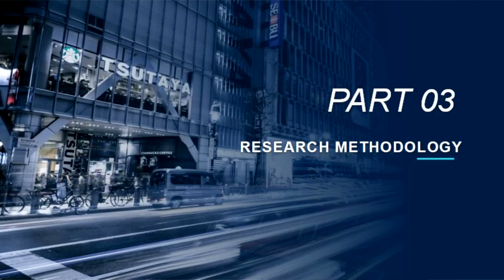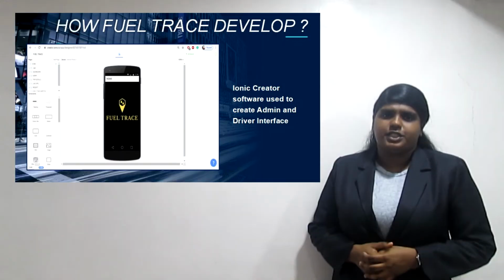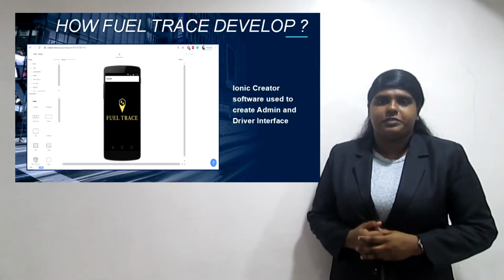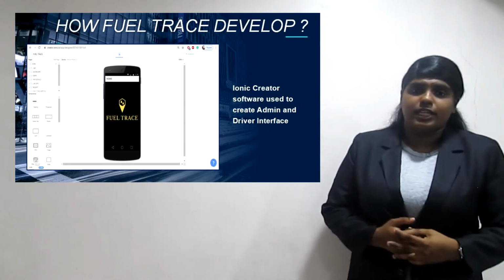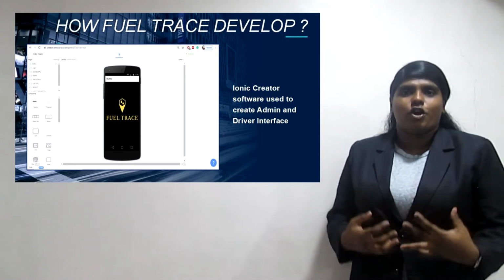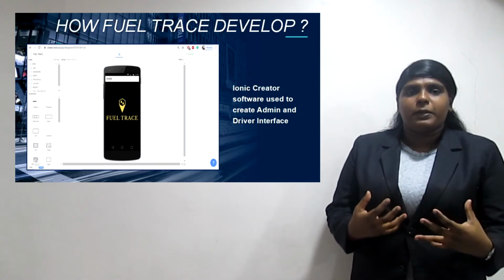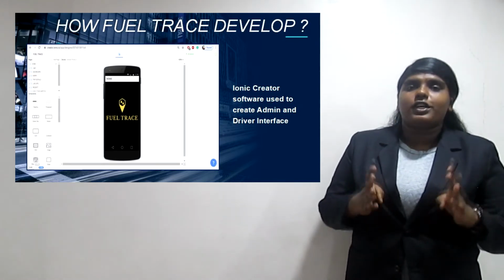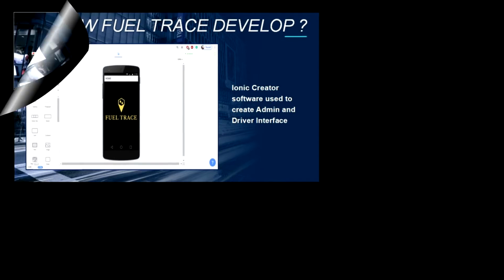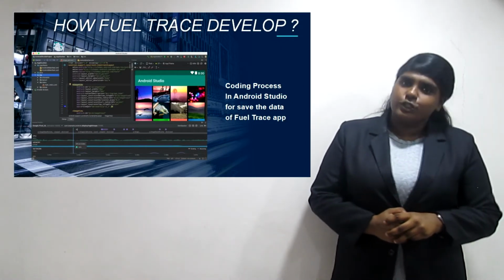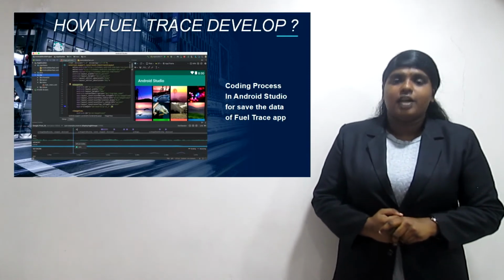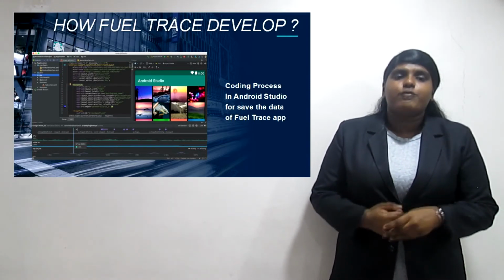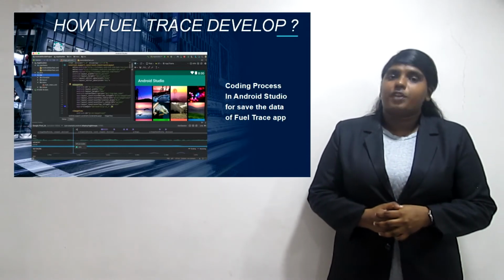Now we are entering part 3 of the presentation, which is research methodology. How is Fuel Trace developed? Fuel Trace has two interfaces, which are the administration staff interface and the driver's interface. To create these interfaces, we are using software called Ionic Creator, so we can develop the templates and the interface for the Fuel Trace app. Android Studio is used for the coding process, so that the Fuel Trace app can save this data for the administration, for forecasting, and for tracking their drivers.